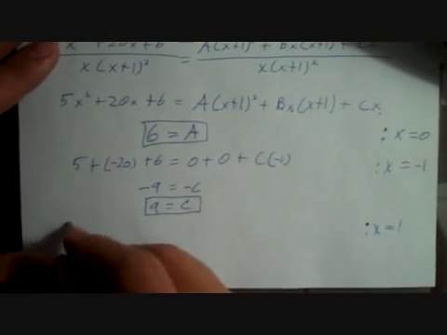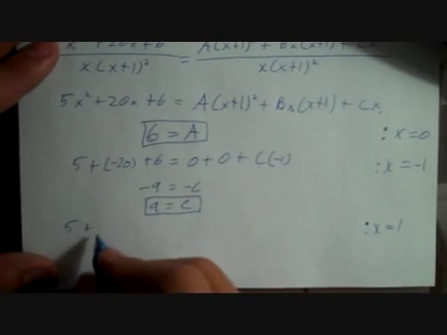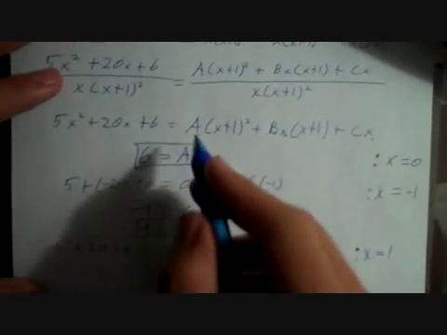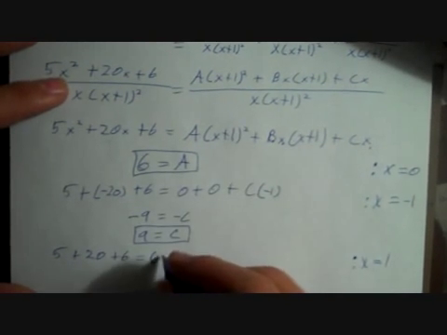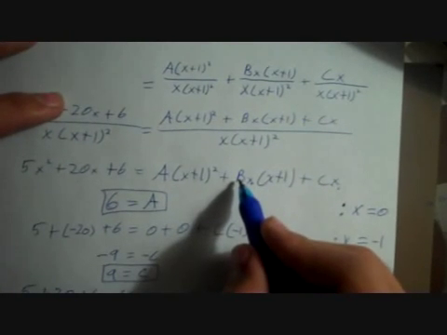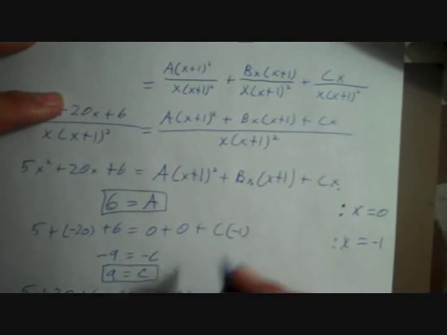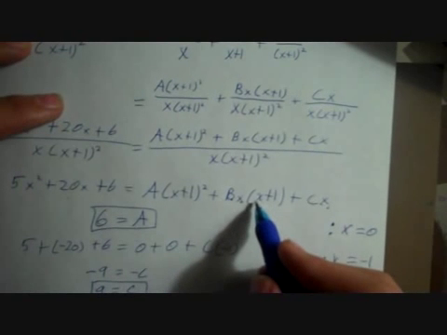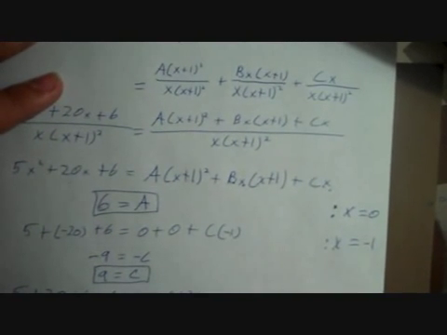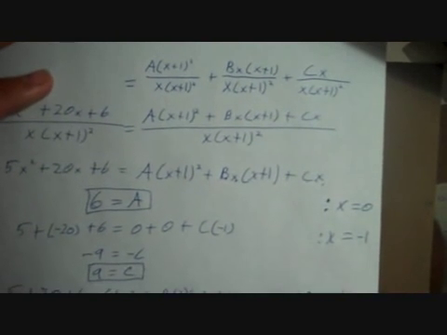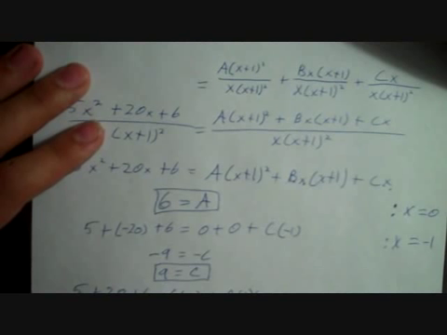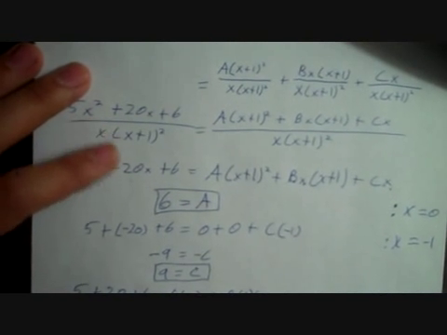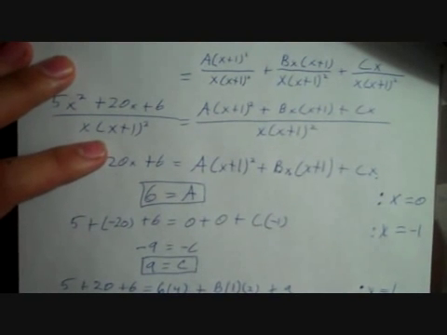So let's try it. So 5 times 1 squared, well that's just 5, plus 20 times 1, that's just 20, plus 6, equals a, well that's 6, times 1 plus 1 is 2. 2 squared is 4. So we'll have 6 times 4, plus b, so that's what we're trying to solve for, b times, well, x equals 1, and x plus 1, that's 1 plus 1, so that'd be 2, plus c times x, and x equals 1, and c equals 9, so c times x is just 9. So this simplifies into 5 plus 20 is 25 plus 6 is 31, equals 24 plus 2b plus 9.